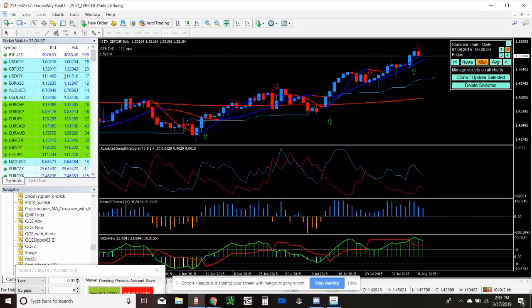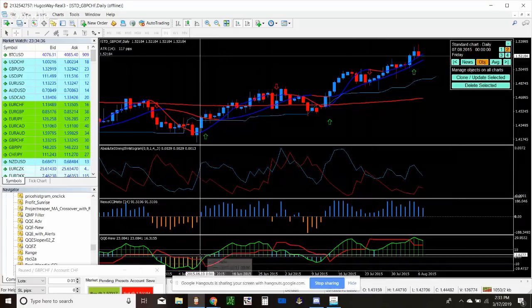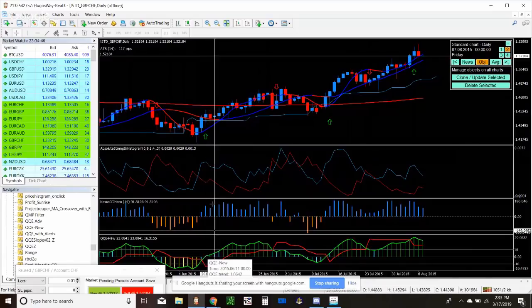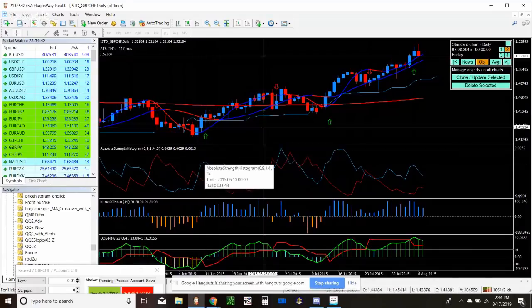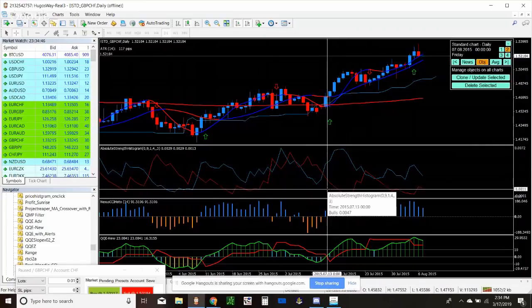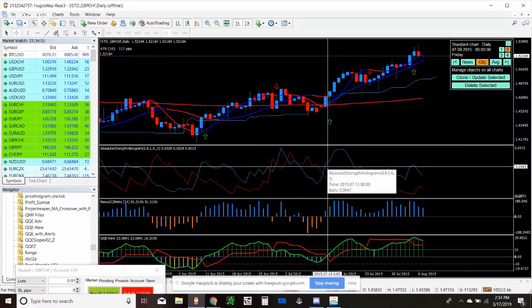So QQE, it looks like it's kind of the same thing. It's a zero line indicator. So you've got above zero for long, below zero for short. Looks like if we look there, it gets us in a little bit after Ash on that uptrend. This uptrend here gets us in a little bit after Ash as well as a little bit after the CCI.